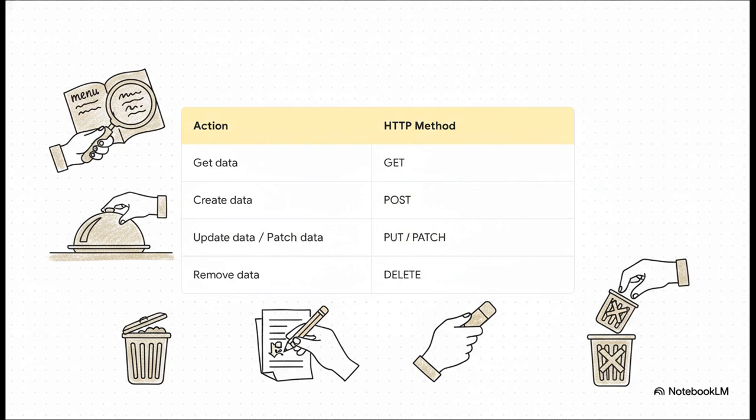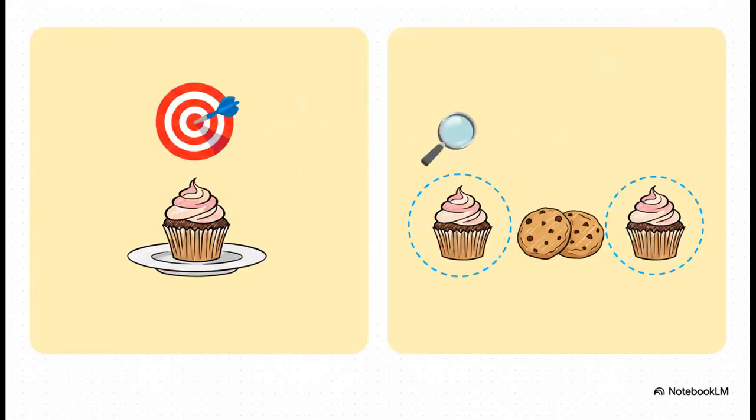And these actions map perfectly to the digital world. The language our waiter speaks is called HTTP. So if you just want to read some information, like looking at the menu, you use a GET request. If you want to create something brand new, like ordering the daily special, you use POST. To change an order you've already made, it's PUT or PATCH. And if you want to get rid of something, you guessed it, you use DELETE. Simple as that.